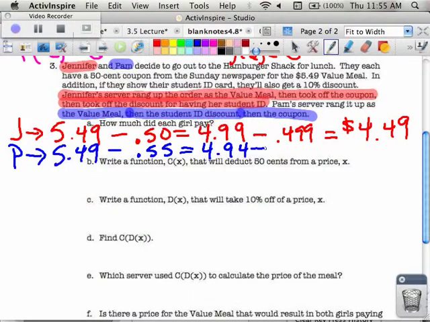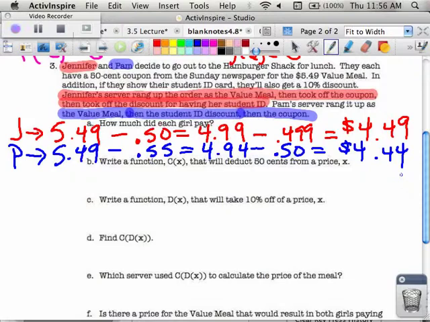And then she's going to take off the 50-cent coupon, right? Which is a total of $4.44. Who got the better deal? Pam. Pam got the better deal because of how they rung it up. It's kind of important to understand. This is really not like major algebra skills, but when you go shopping, you should kind of know those things.